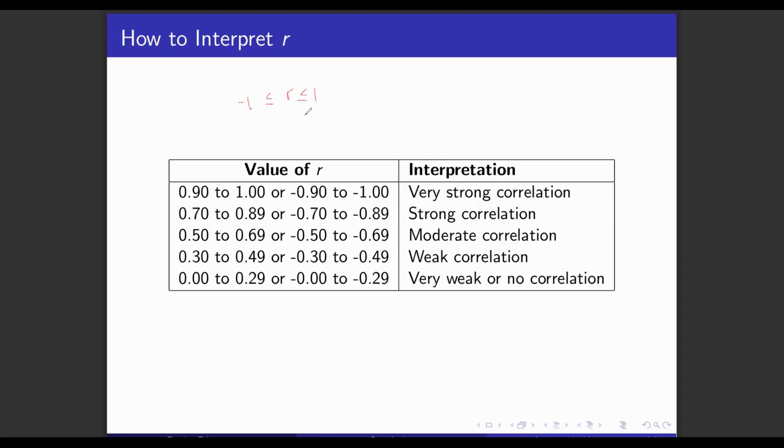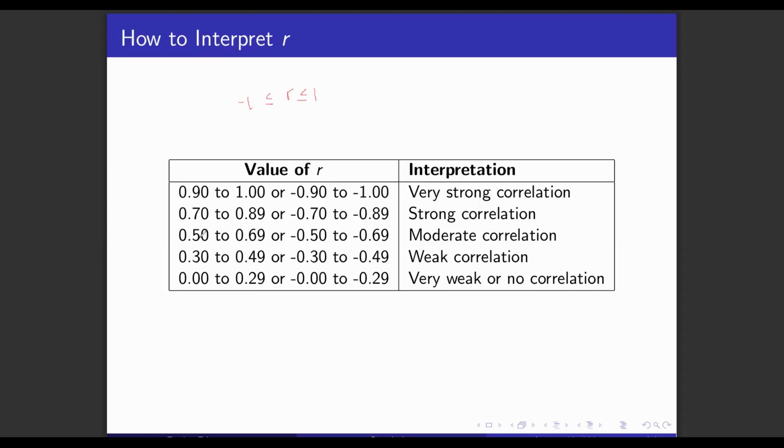R will not be more than 1. R will not be less than -1. So if R lies between 0.9 to 1 or -0.9 to -1, then we say that there exists a very strong correlation between the two variables. If R lies between 0.7 to 0.89 or the negative aspects of it, then we say that there exists a strong correlation between the variables.